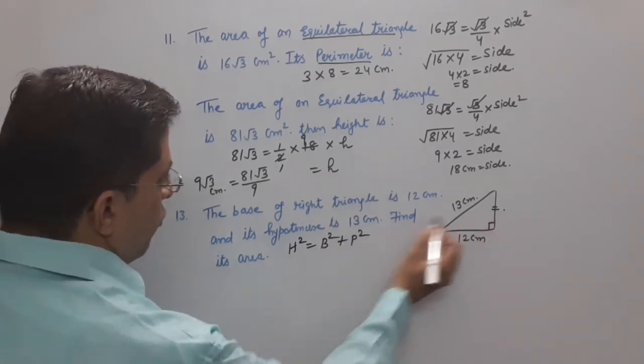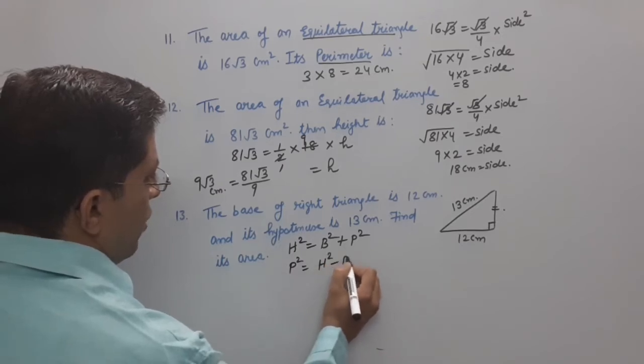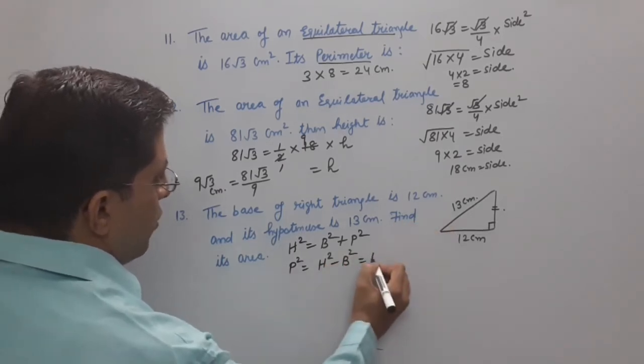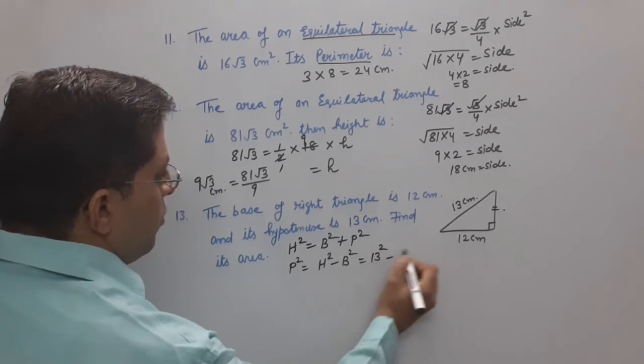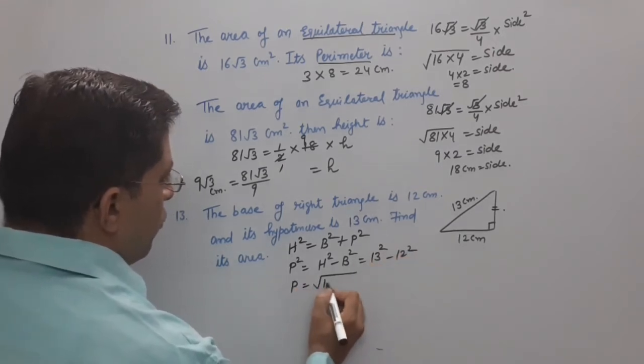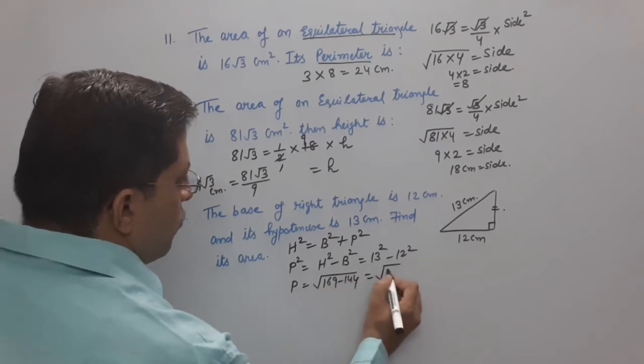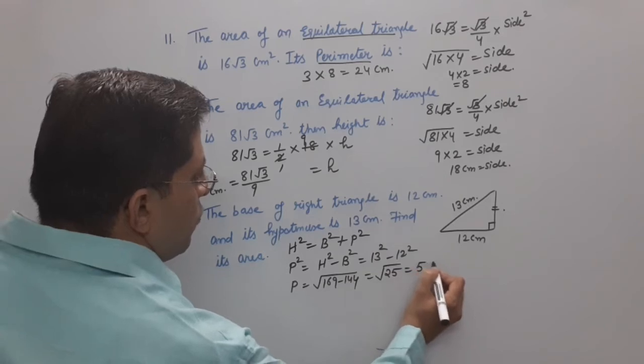We have to find out p square. p square is what? h square minus b square. What is h? That is 13 square. What is b? It is 12 square. Then p is the square root of 169 minus 144. This is 25, that is 5 centimeter.